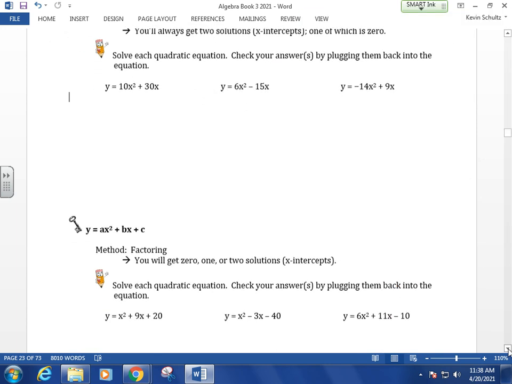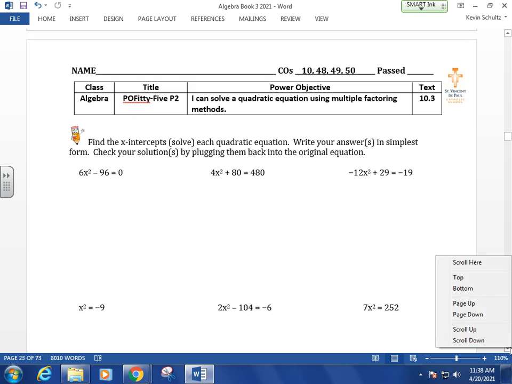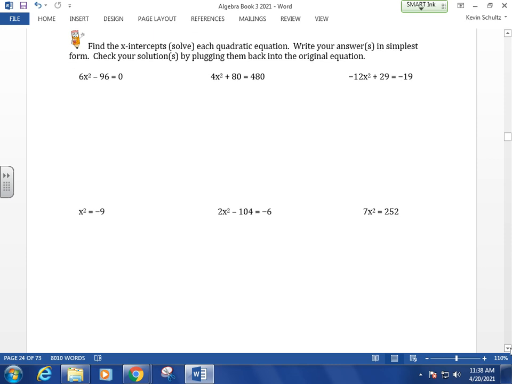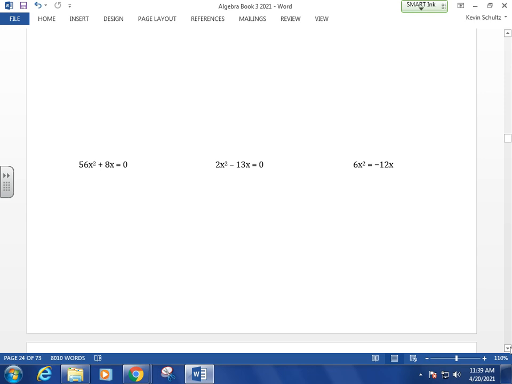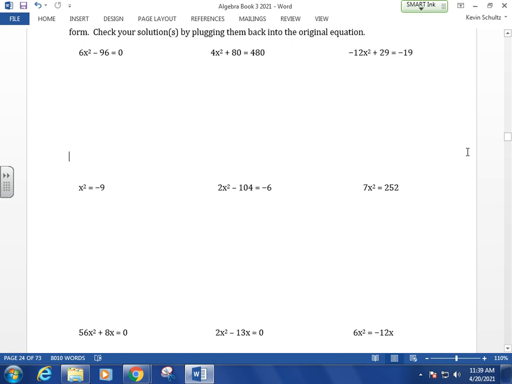Let's see here. What does this have in store for us? Go to PO55 Part 2. And I would like you to do the first 3. Let's go with, from the first batch of 6, these are all that first form of ax squared plus c. Notice there's only one x term in all of them. So these first 6 are using opposite operations. Pick 3 of the 6 that you want to try.